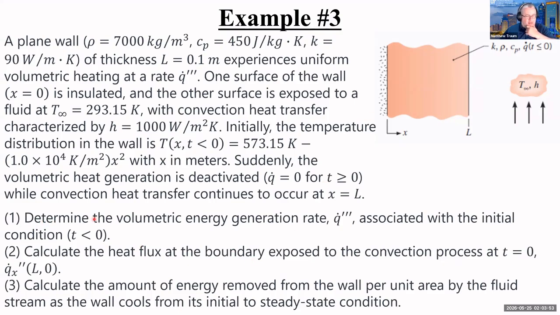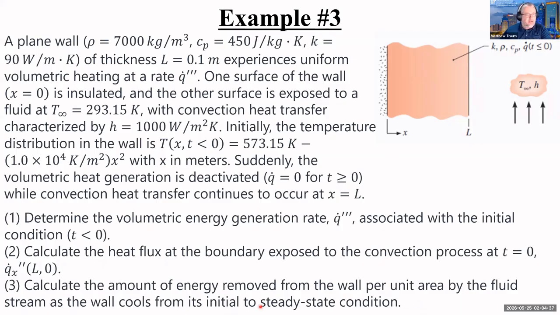So first is determine the volumetric energy generation rate, q triple prime, associated with the initial condition at time less than 0. Number 2 is calculate the heat flux at the boundary exposed to the convection process at t equals 0. So that's going to be represented by q dot double prime of x at x equals L and at time equals 0. Okay, we can do that. And then calculate the amount of energy removed from the wall per unit area by the fluid stream as the wall cools from its initial to steady state condition. Yikes. Okay, well, we'll tackle that when that comes along.